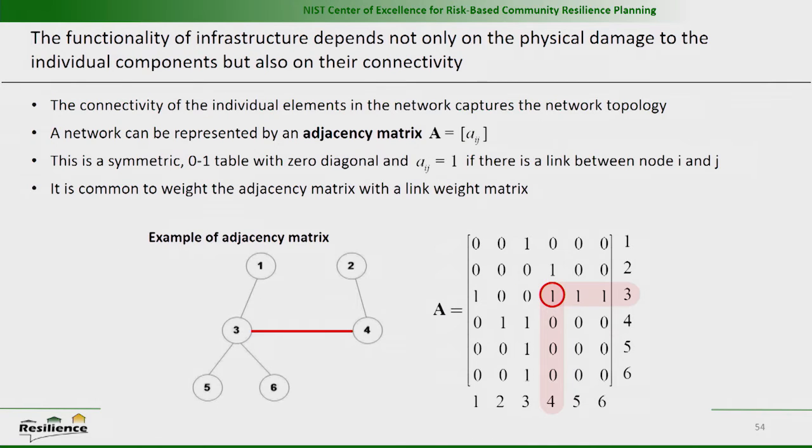The functionality of infrastructure depends not only on the physical damage to the individual components, but also on their connectivity. And the connectivity of the individual elements in the network captures the network topology, which can be described using an adjacency matrix. What I'm showing here as an example is the adjacency matrix for the example network, where 1 indicates that there is a direct link between two elements and a 0 indicates there is no such direct link.